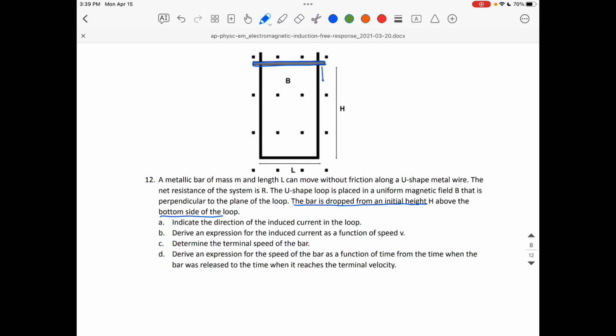As this bar falls, our flux decreases because there's less area. So to counteract that decreasing flux, we want to add to the flux that's coming out of the board. Therefore, we need a current going counterclockwise to create a flux coming out of the board. So for part A, we would have counterclockwise.